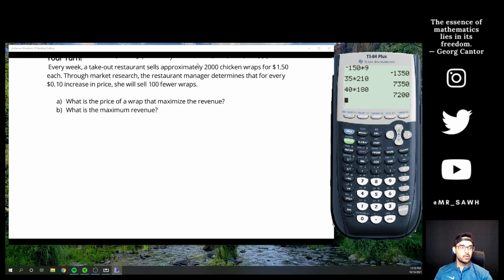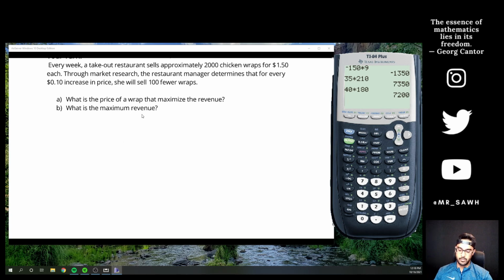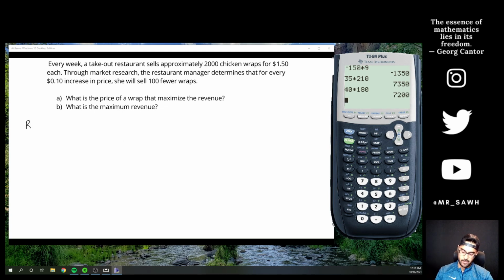Okay, we'll do another one that's quite similar. You've got a restaurant that sells 2,000 wraps for $1.50. Through some research, they determined that for every 10-cent increase, they sell 100 less. What's the price? What's the revenue? Okay, so we'll set up our equation again. Revenue as a function of x is equal to price multiplied by the number sold. Let's again make x the number of price changes.